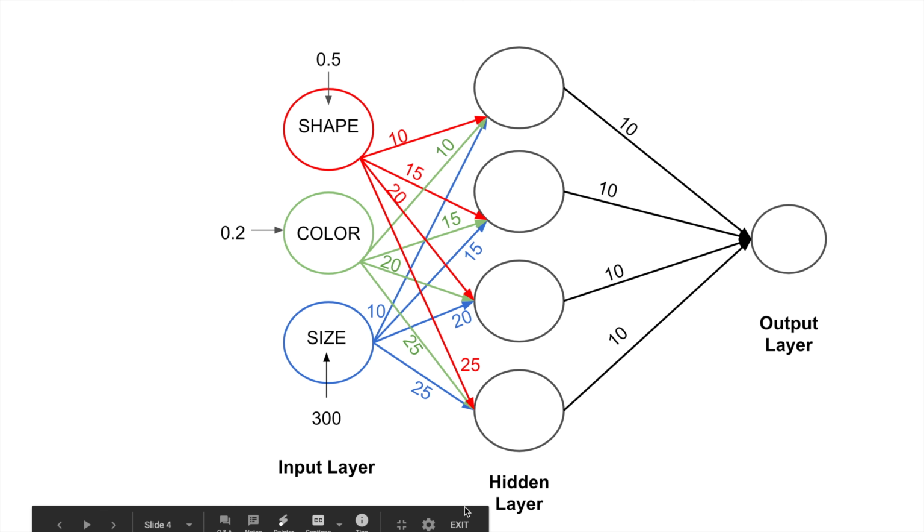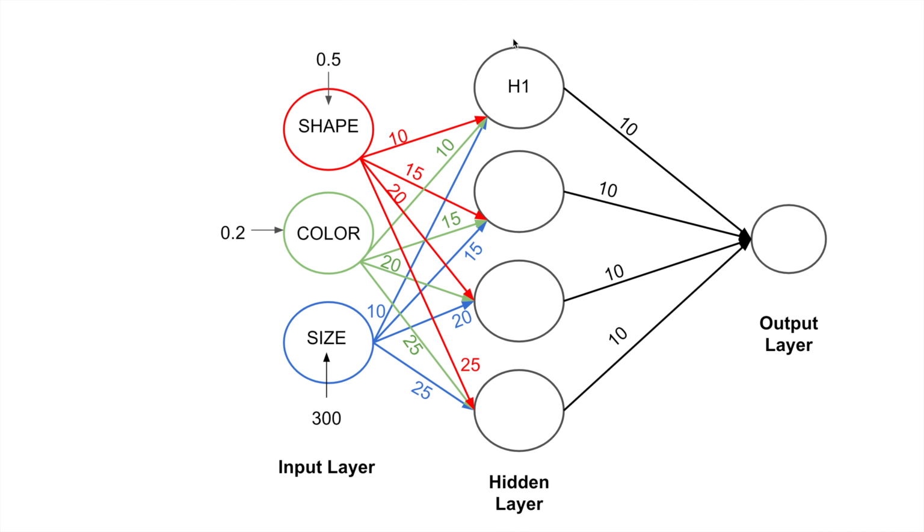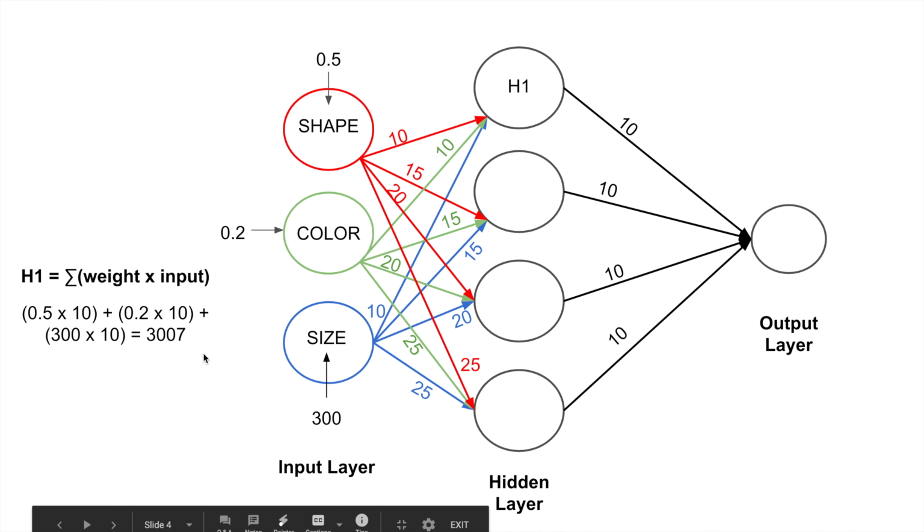Now I'm going to go through how to calculate one of our circles in our hidden layer. To do this, we have this equation, which is essentially we're going to multiply each of our weights by our input value, and then sum it all together. So for hidden layer 1, it's going to be 0.5 times its weight 10, 0.2 times its weight 10, and then 300 times weight 10, and we add all of those together, and we get 3007.